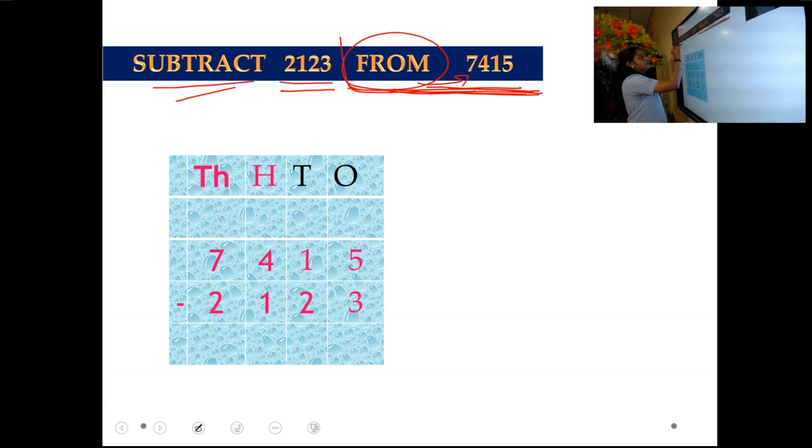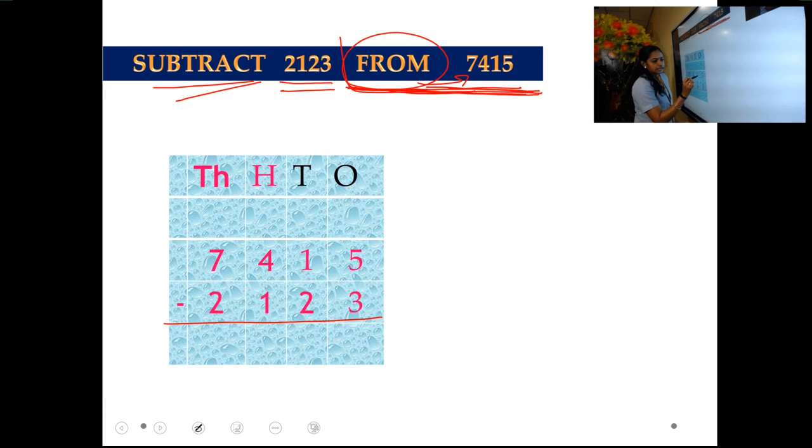In subtraction, when a from question comes, you have to write down the second number as the first number. Then put a minus sign and write down the first number as the second number. Then only the answer will be correct. Otherwise, the answer we will get is wrong. Okay. So we will start subtracting. Already written: 7415 minus 2123. So look at these numbers in ones place, 5 and 3.